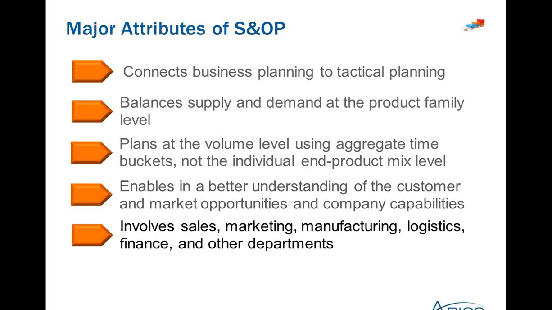S&OP must involve every major department in the company. And you'll see there we mark sales, marketing, manufacturing, logistics, finance, and then of course we cover ourselves by saying, and other departments. Some of those other departments that you might not notice when you just look at those few are departments like human resources.